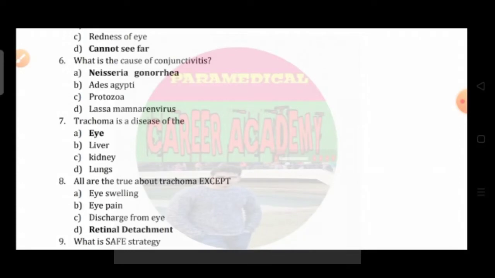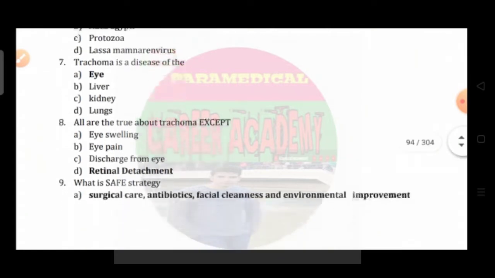Question number 6: What is the cause of conjunctivitis? Option A is Neisseria gonorrhoeae. Option B, Aedes aegypti. Option C, protozoa. Option D is Lassa, Marburg virus. So the correct answer is option A.